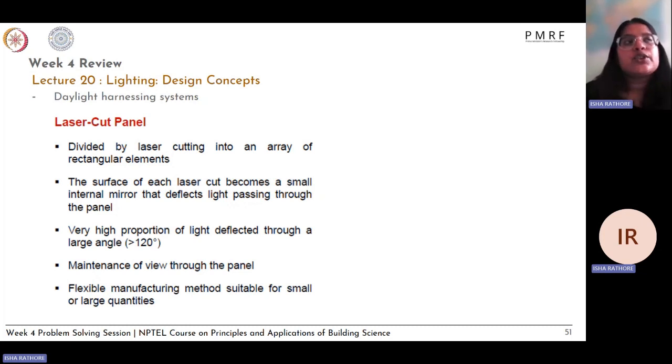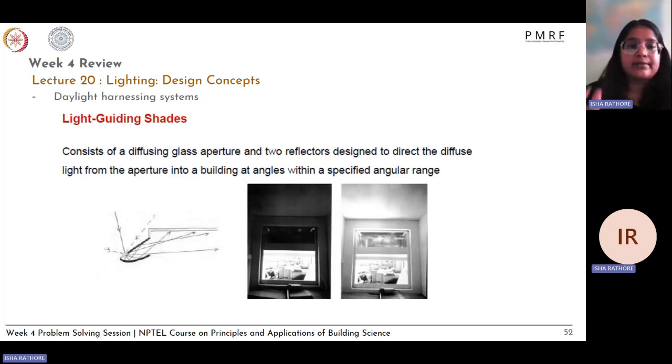And the maintenance of view through this panel also needs to be considered because you have made these panels and cut them, so this view is also distorted. Then flexible manufacturing methods suitable for small or large quantities can be adopted based on the needs of your project or of your building. But this is also an option for daylight management.